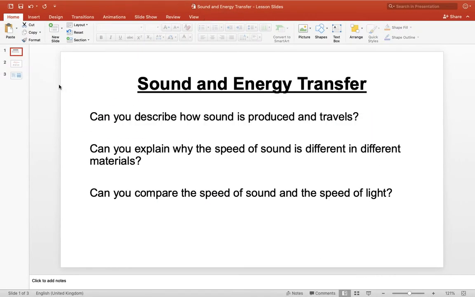So if we have a look back at our learning objectives, it says, can you describe how sound is produced and travels? You should be able to tell me it's produced by vibrating objects and that it travels by causing the compression and refraction of particles in a medium. Our second learning objective says, can you explain why the speed of sound is different in materials?